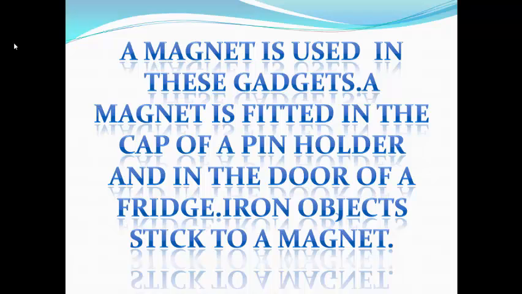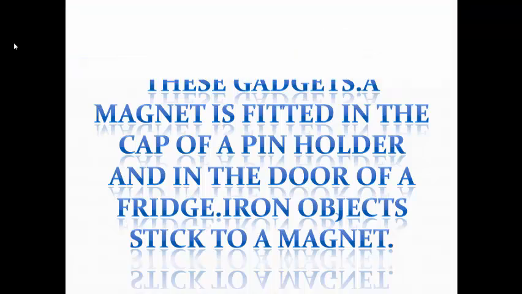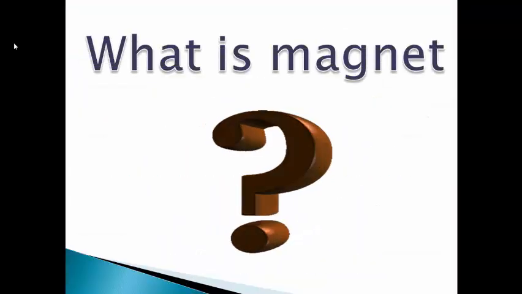It is because a magnet is used in these gadgets. A magnet is fitted in the gap of a pin holder and in the door of a fridge. It is because iron objects stick to a magnet. Let's move ahead and see what a magnet is.